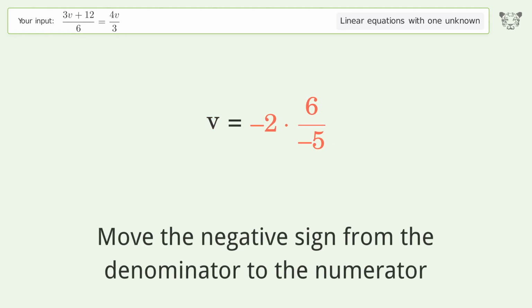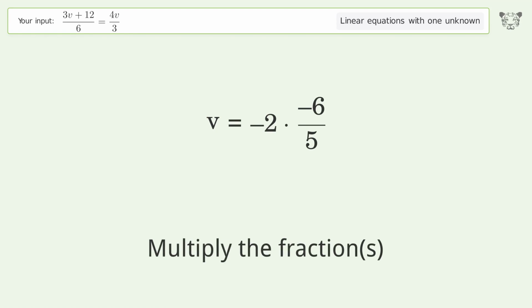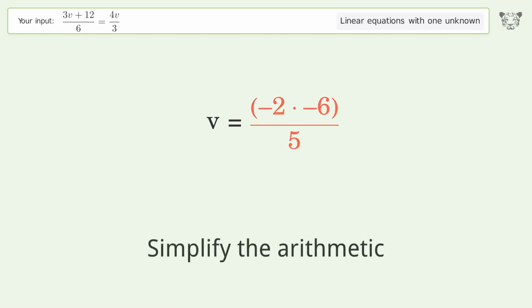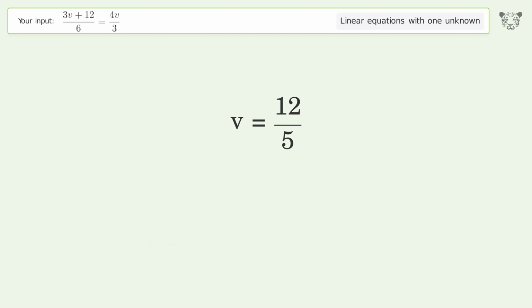Move the negative sign from the denominator to the numerator. Multiply the fractions. Simplify the arithmetic. And so the final result is v equals 12 over 5.